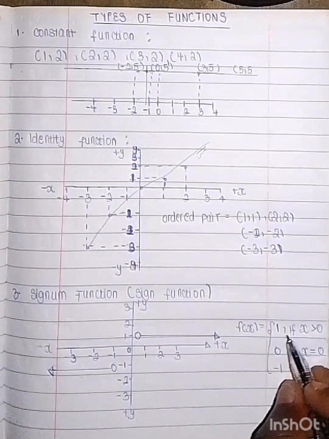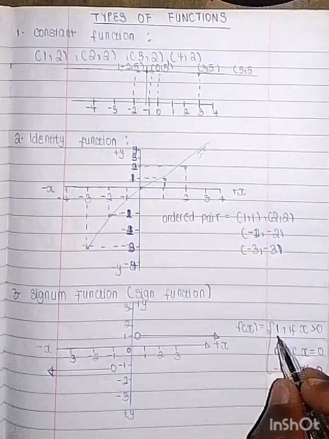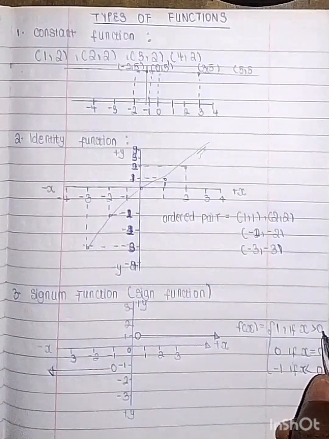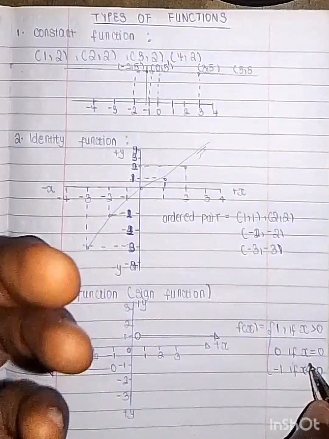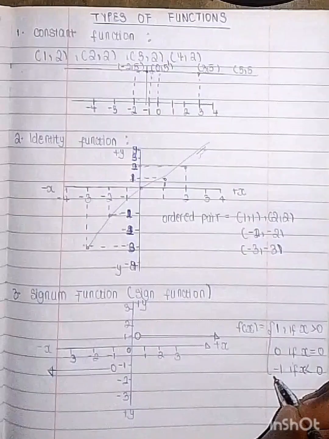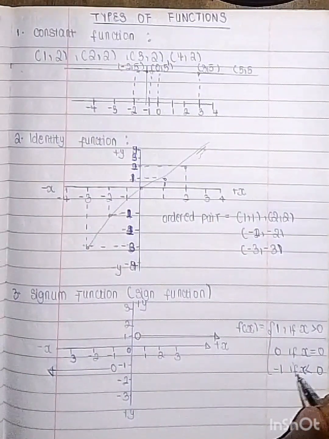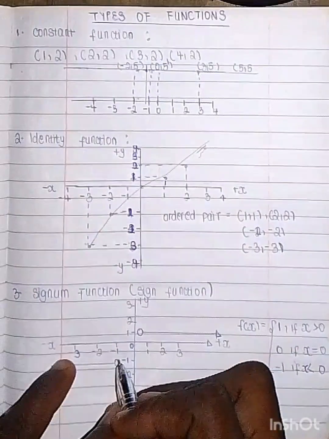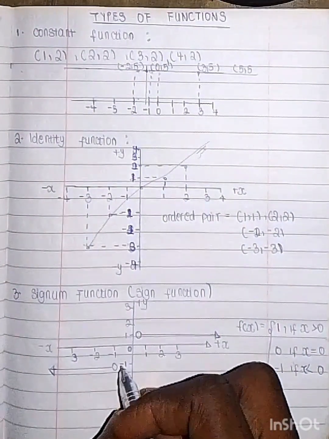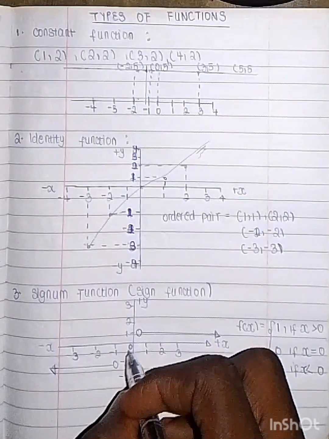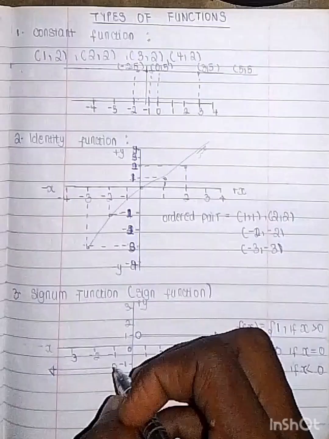Now, you know that if someone has a number as 1, 1 is greater than 0. If someone has a number as 0, he has nothing, so he is equal to 0. If x is -1, it is less than 0, as any number on the number line that is negative is less than 0. 0 is greater than -1.